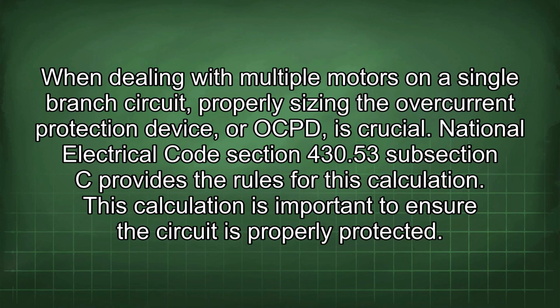When dealing with multiple motors on a single branch circuit, properly sizing the overcurrent protection device, or OCPD, is crucial. National Electrical Code Section 430.53(C) provides the rules for this calculation. This calculation is important to ensure the circuit is properly protected.